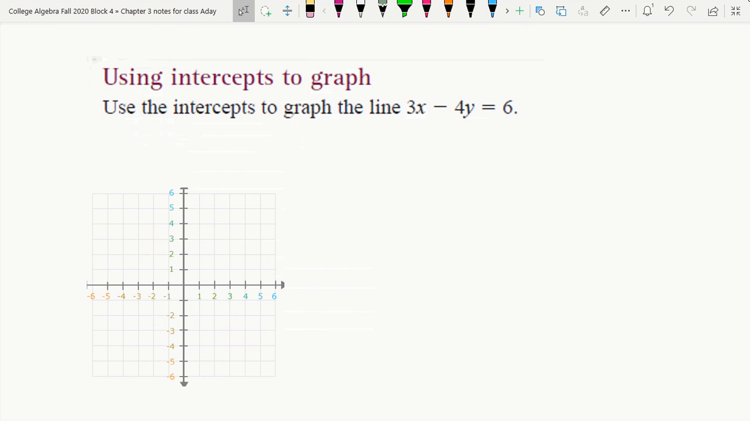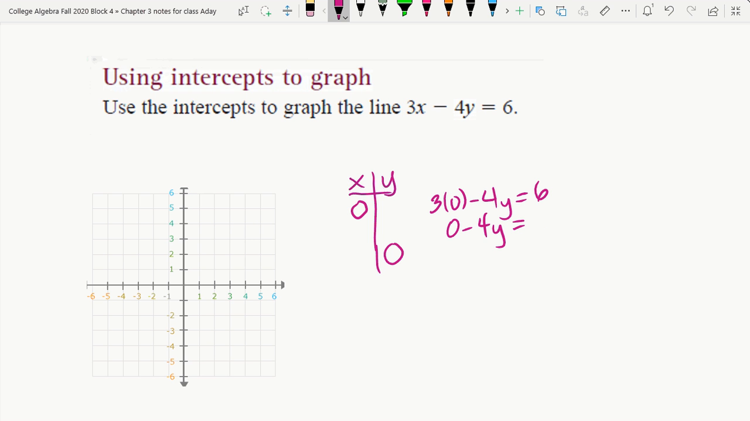Next, when using intercepts to graph, use the intercepts to graph the line 3x minus 4y equals 6. In intercepts, I think the easiest thing to do is make an xy chart. You're going to let x equals 0, then let y equals 0. So if we let x equals 0, that would be 3 times 0 minus 4y equals 6. So that'll give me 0 minus 4y equals 6. Dividing by -4, y would be -3/2, which is -1.5.